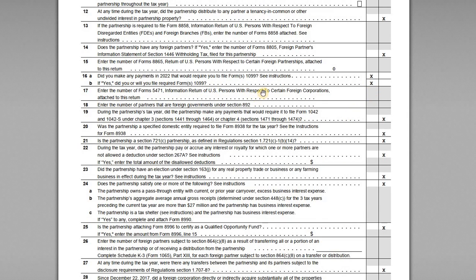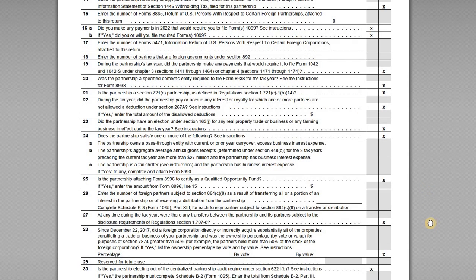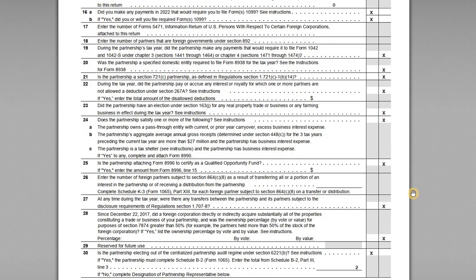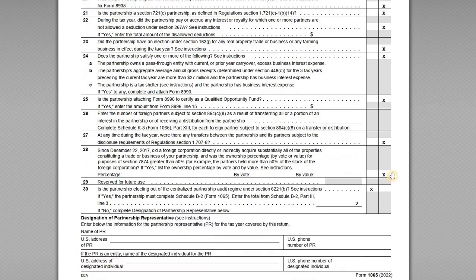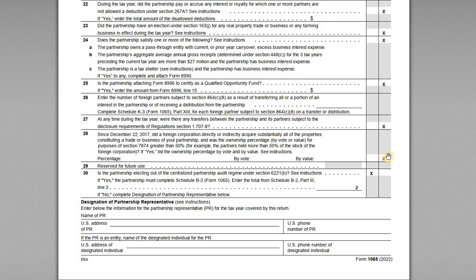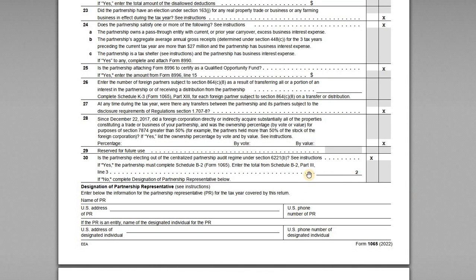So we made some payments to contractors. We had to do the 1099, so we went ahead and did those, and we indicated yes for both of those questions. No interest in foreign corporations, and so on and so forth down the list, right? So I won't go into all these in too much detail, but the point is, fortunately, all no's given this fact pattern. Now, line 30, the centralized partnership audit regime.